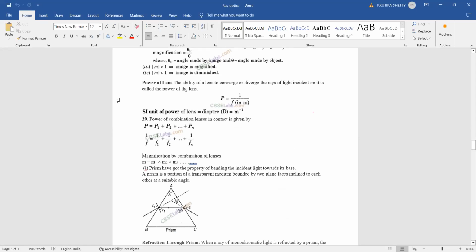That is, if the magnification is greater than 1, the image is magnified. If the magnification is less than 1, the image is diminished. Okay. Then we have the power of the lens. The power of the lens P is equal to the reciprocal of the focal length. The SI unit of power is called what? Diopter. Okay.